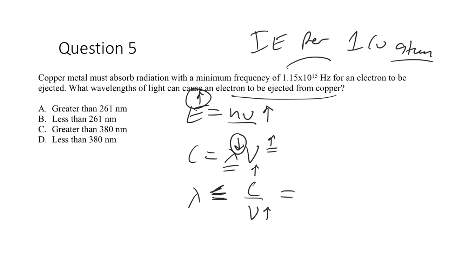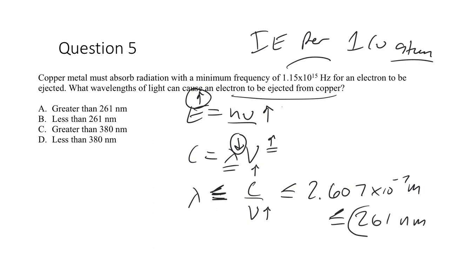So we take the speed of light, 2.998 times 10 to the 8, and then divide it by the frequency of 1.15 times 10 to the 15. That gives us a wavelength of 2.607 times 10 to the minus 7 meters, which is going to equal 261 nanometers. So we want the wavelength to be 261 nanometers or lower.